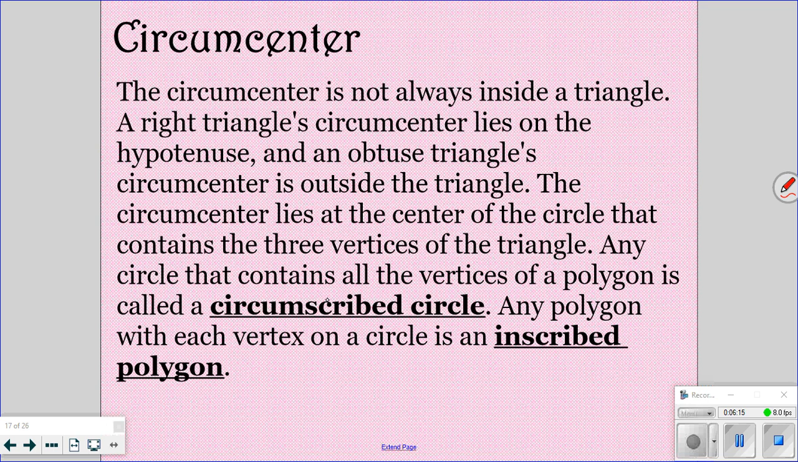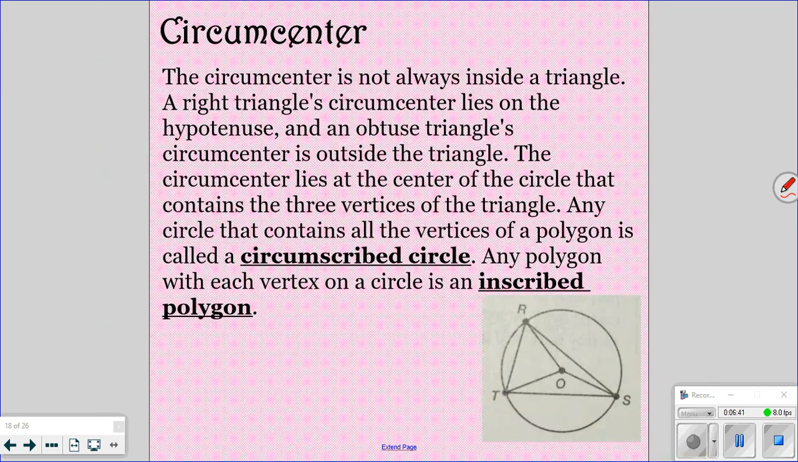And then any polygon where you have your circle and then the vertices are on the inside. Y'all see how the triangle's on the inside? That triangle is an inscribed triangle, or just an inscribed polygon, because it's on the inside of your circle. So we'll deal with circumscribed and inscribed more later in the year, but the book does introduce them in this lesson.